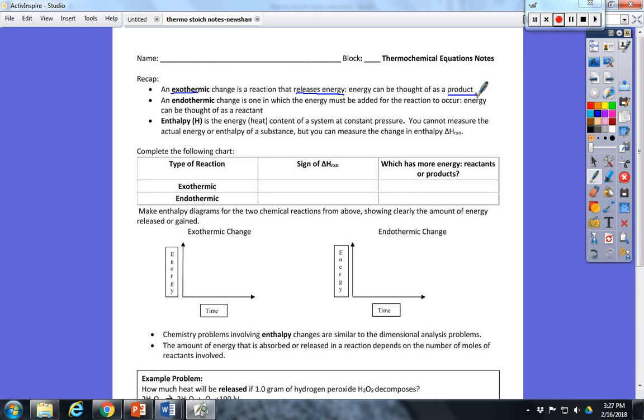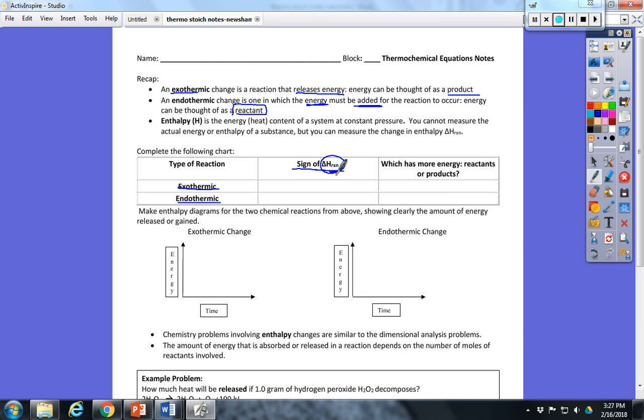And that endothermic, we need to be added to the reaction, so the energy has to be added for it to actually occur. So we're going to place its energy value as a reactant. So let's look at what we have here in the middle. We have exo versus endo, and it's asking you what sign are we going to put on what we call the enthalpy. So what is that change going to ensue?